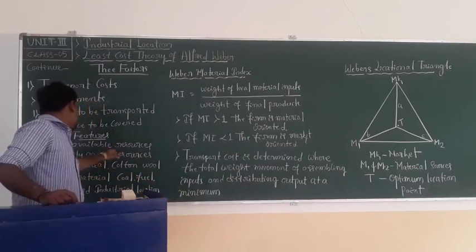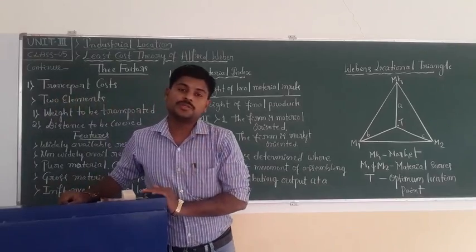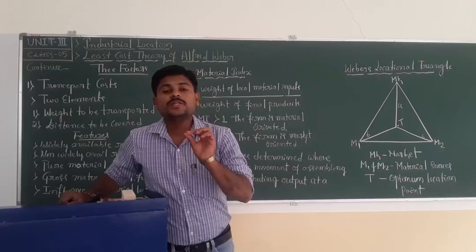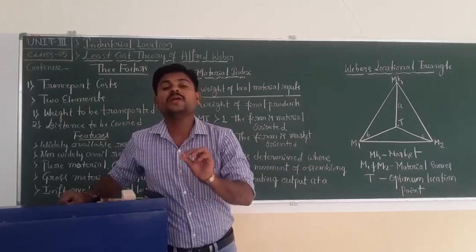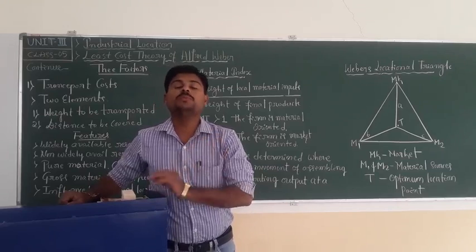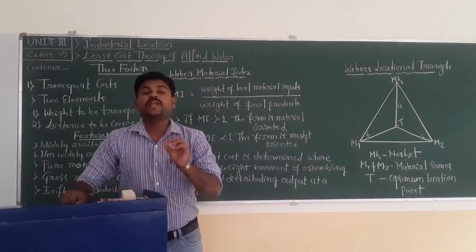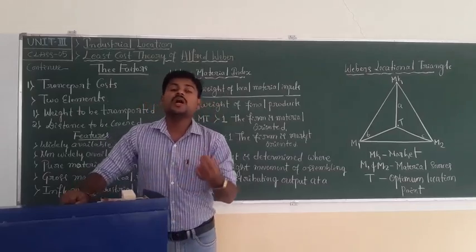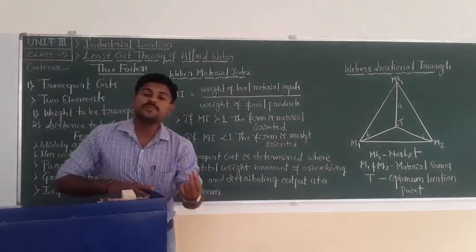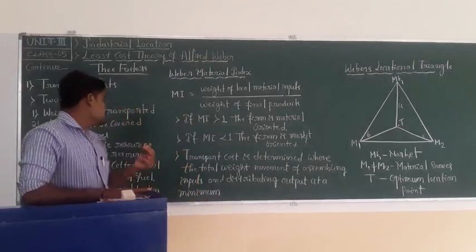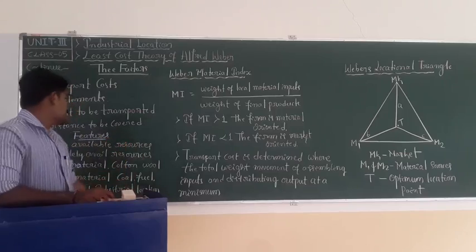The second one is non-widely available material resources. Certain resources are not widely available; they are limited and available only at certain places. For example, coal, fuel oil, and mineral resources are not widely available, so they are found only at certain places or fixed locations. Therefore, this is the second feature of the least cost theory in transport costs.